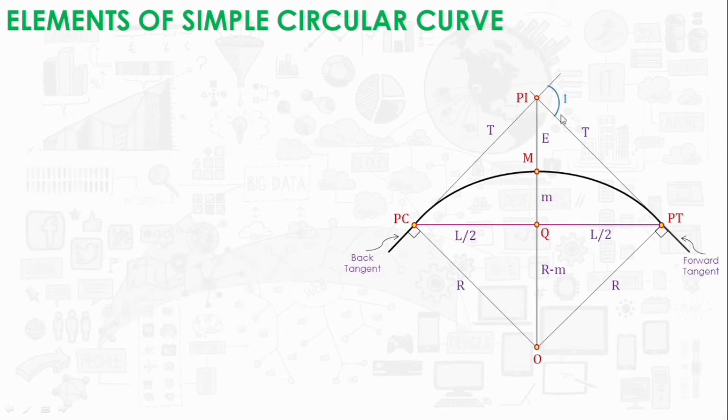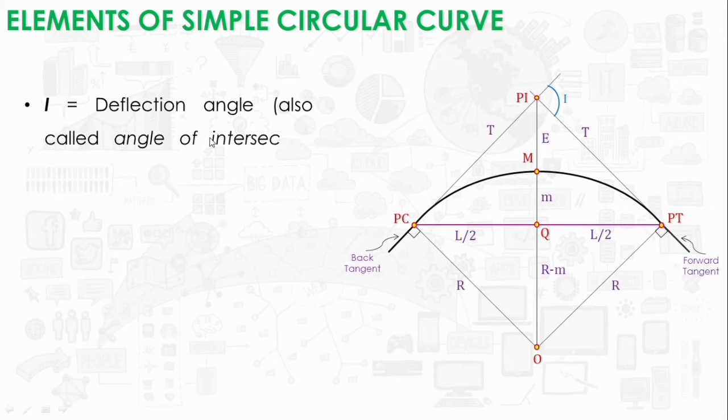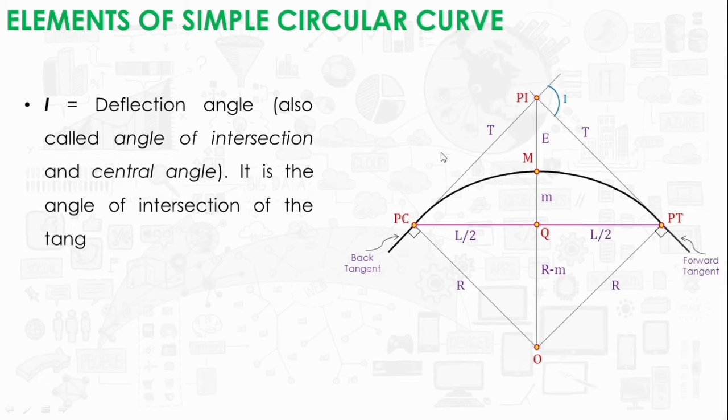This one is what we call the angle I. What is angle I? I is the deflection angle, also known as the angle of intersection of the two tangents. And it is also the central angle. How is the I here the same as the central angle? Let us prove that the I at the point of intersection is the same as the central angle.